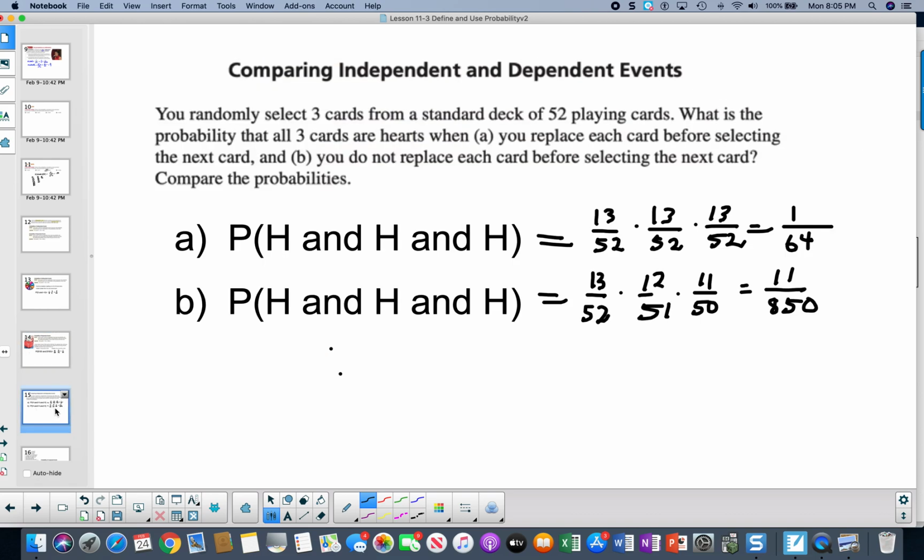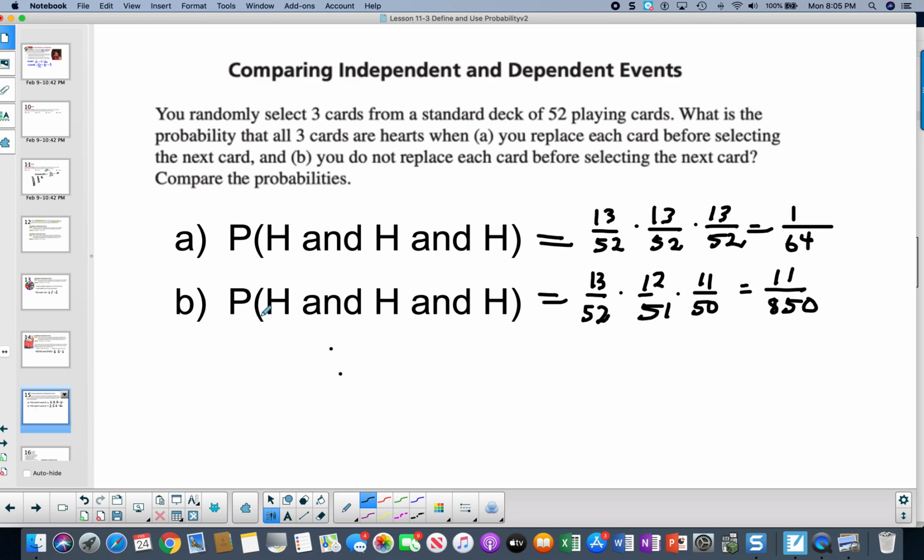All right, let's take a look at comparing independent and dependent events. Suppose you randomly select 3 cards from a standard deck of 52 cards. What is the probability that all 3 cards are hearts? You replace each card before selecting the next card. So this part is what we call independent. Choosing each heart does not depend on the previous choice. So there's 13 hearts out of 52, 13 out of 52, 13 out of 52. We use the independent formula, and if you simplify, it's 1 over 64.